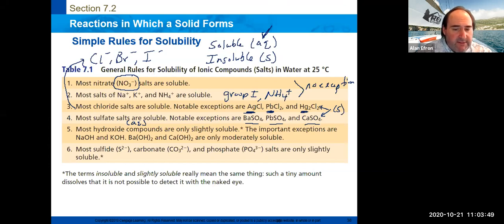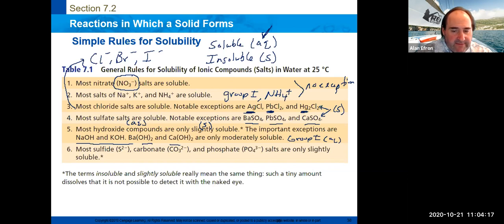Most hydroxides are only slightly soluble. So again, that leads to more like insoluble. And the exceptions are group 1 and barium and calcium, which are moderately soluble. So exceptions would be like group 1 involved. And again, if they are typically solid, they would then become aqueous in those exceptions.